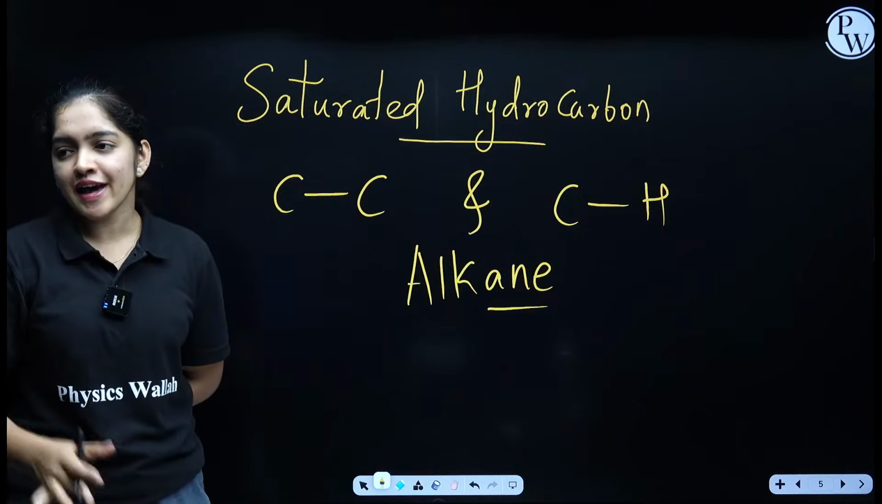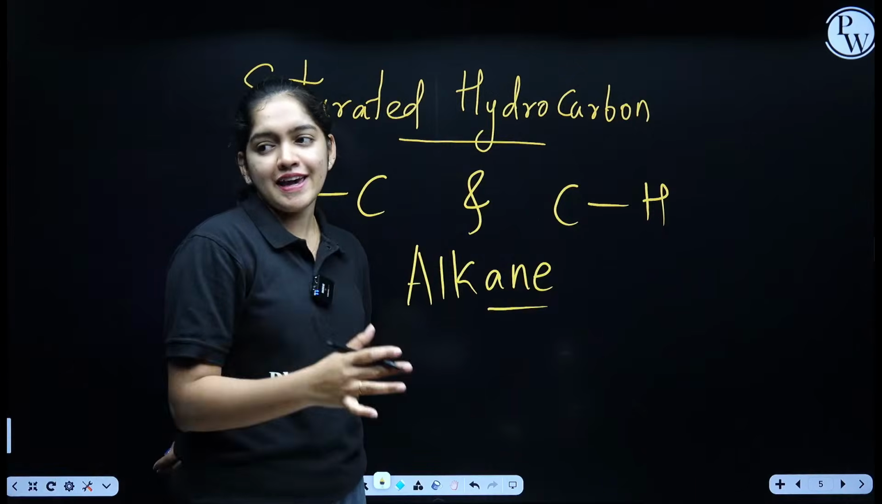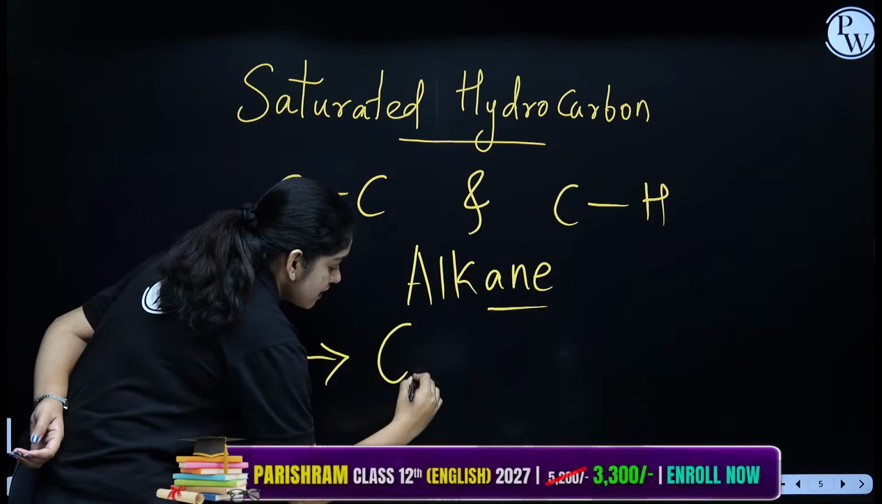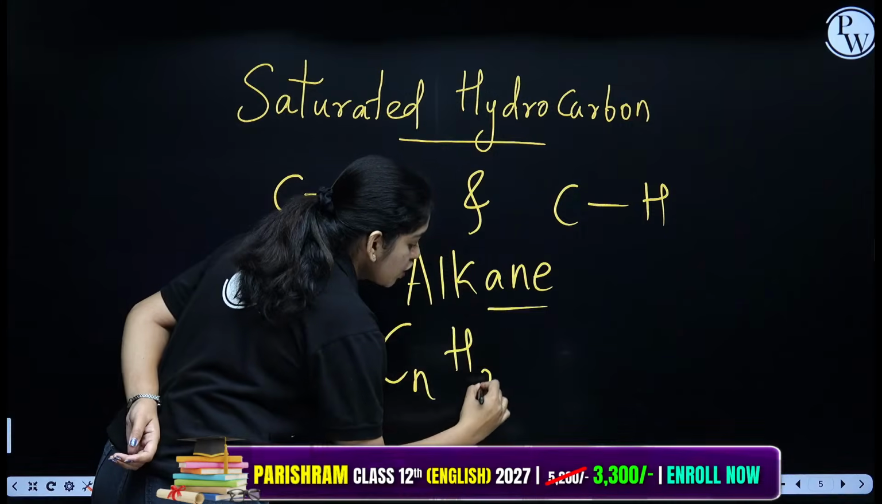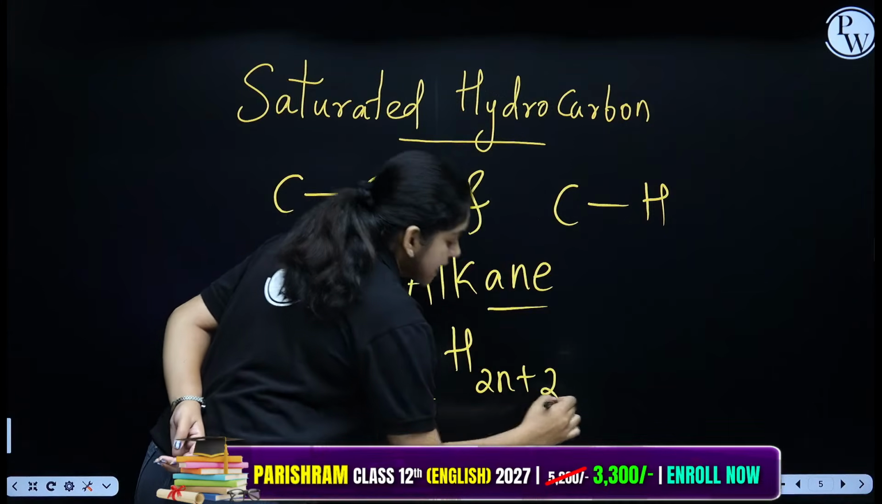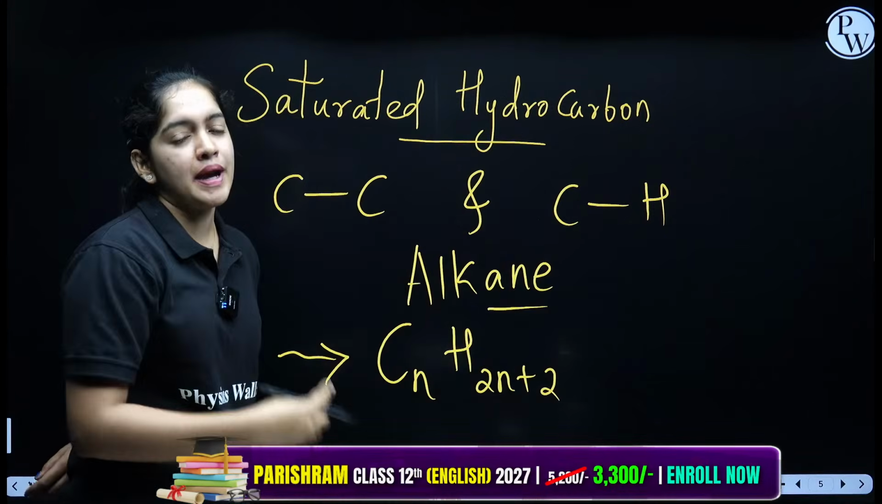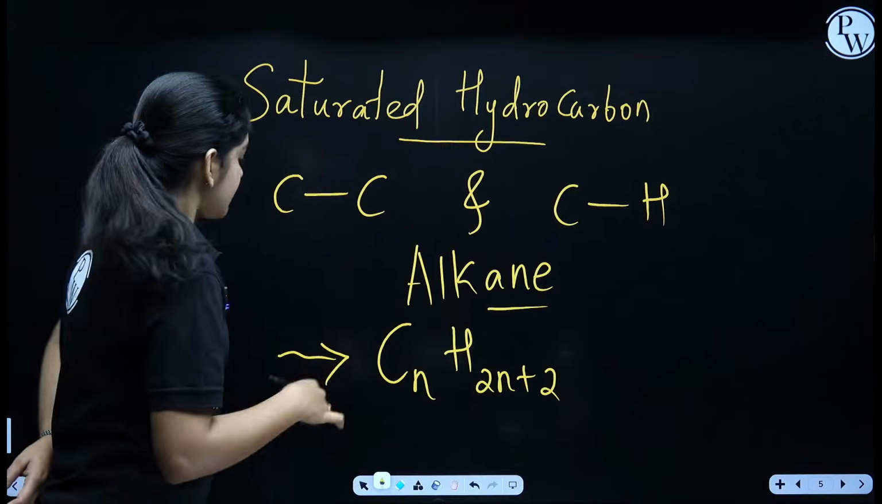Yes, very good. The correct formula is given. Like CnH2n plus 2 is the correct general formula. If carbon is n times, then hydrogen will be 2n plus 2. That means double the number of carbon plus 2.